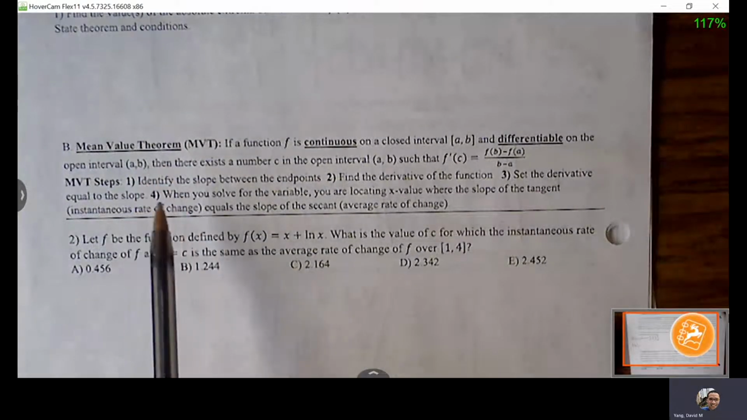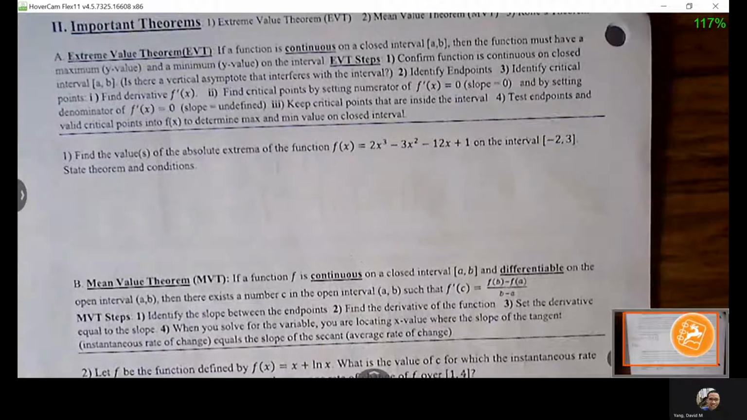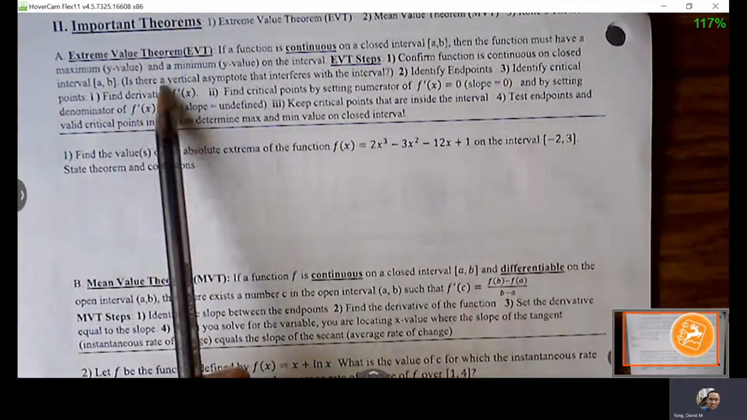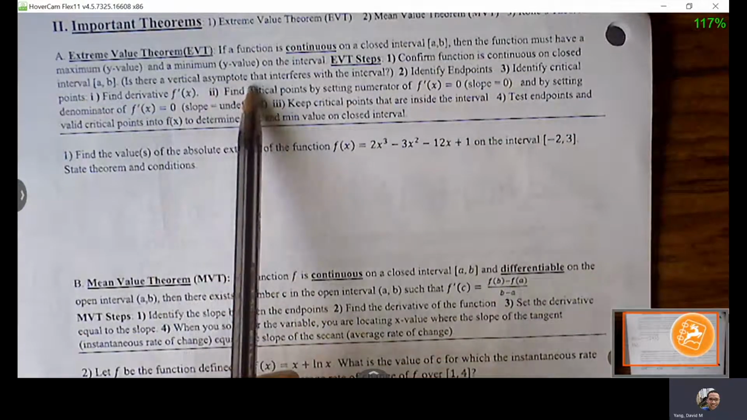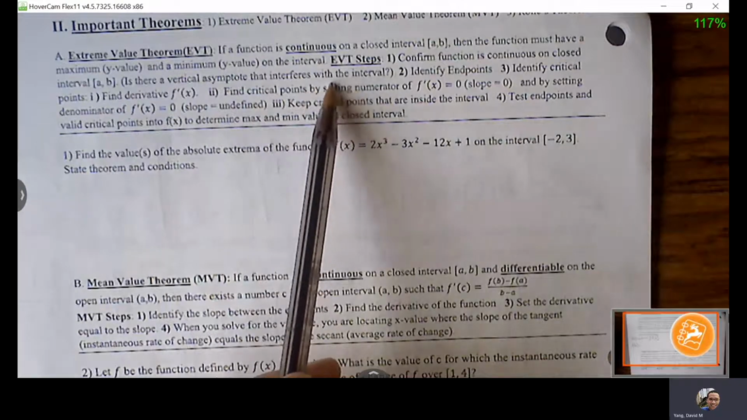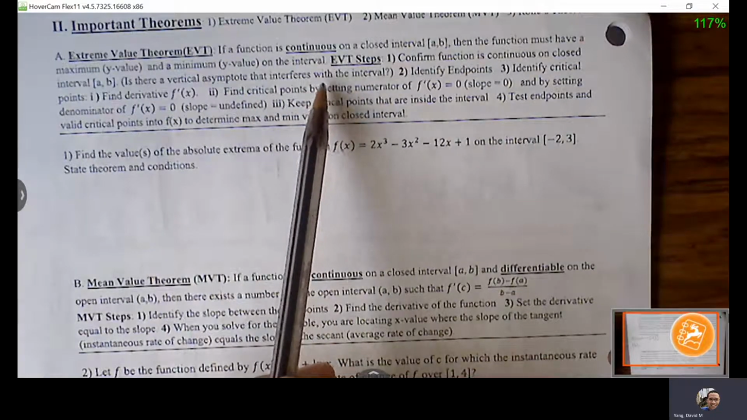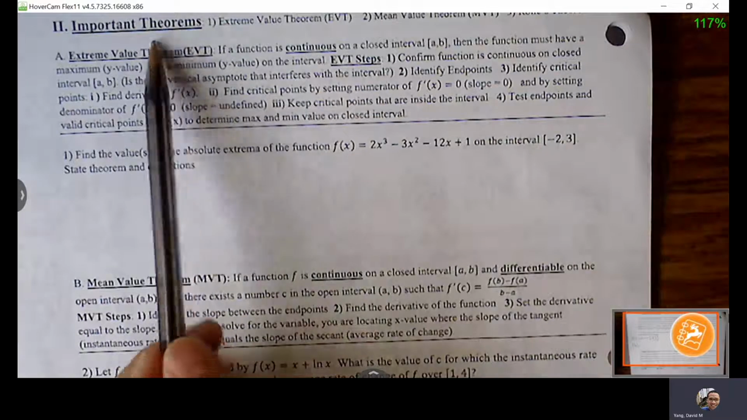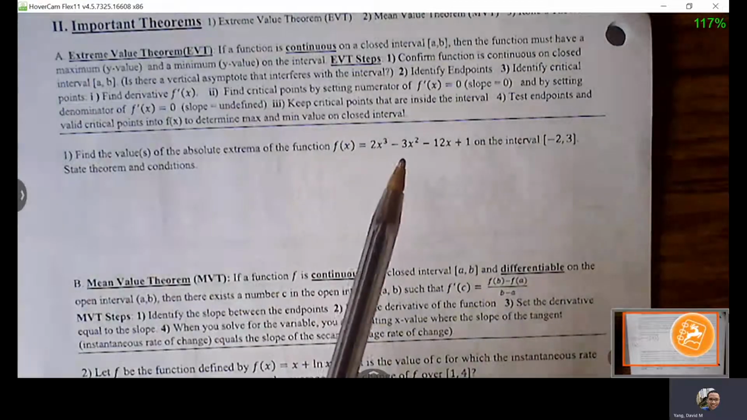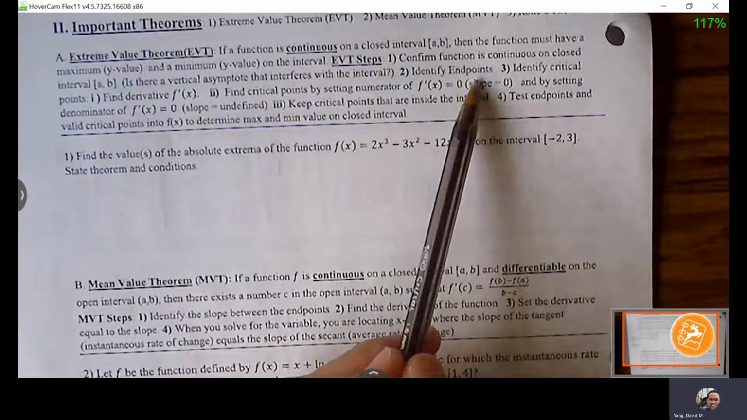Okay, so here are the steps. First, confirm that the function is continuous on the closed interval. Make sure that if there's a vertical asymptote, it doesn't interfere with the interval. If an asymptote interferes with the interval, then we have to stop the problem and say that extreme value theorem does not apply. Okay, so once our continuity statement is set, we are going to find the endpoints.